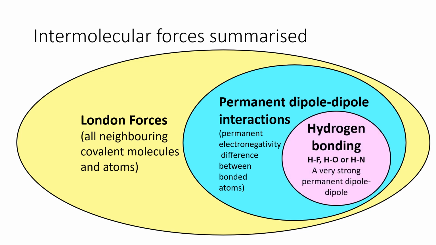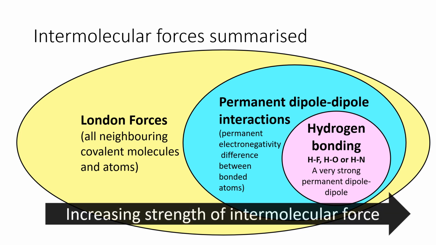If specifically you have H bonded to F, H bonded to O, or H bonded to N, and there is a lone pair, at least one lone pair on the fluorine, the oxygen, or the nitrogen, you will also get a very strong permanent dipole-dipole attraction called a hydrogen bond. So going from left to right is an increasing strength of intermolecular force.